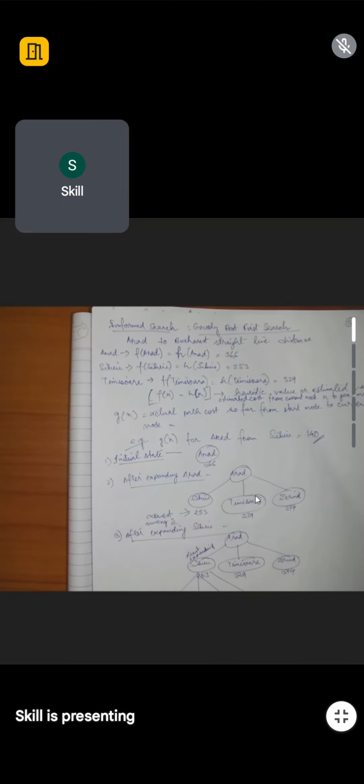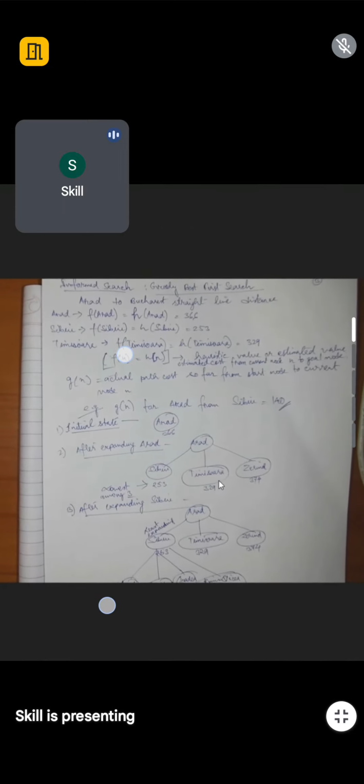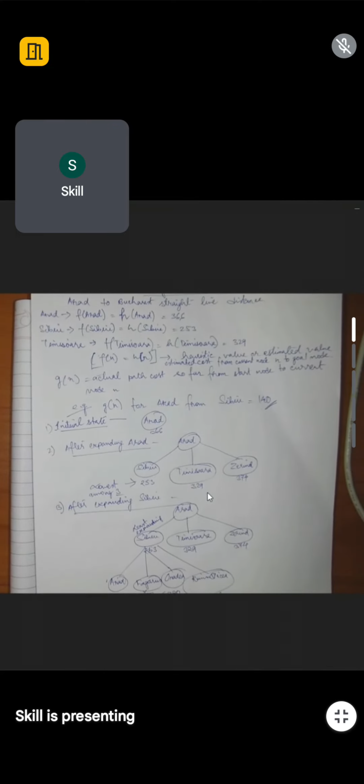You can see how greedy best first search algorithm can be used for this example. We were talking about the heuristic function. So f(n) equals h(n) is given as 366, the straight line distance to Bucharest. From Arad to Bucharest, it's 366. Then Sibiu, it's given as 253. Likewise, it is already given in the example.